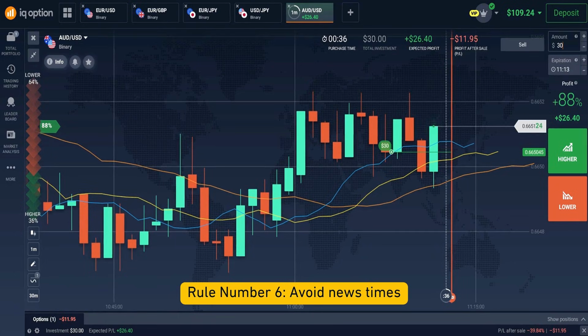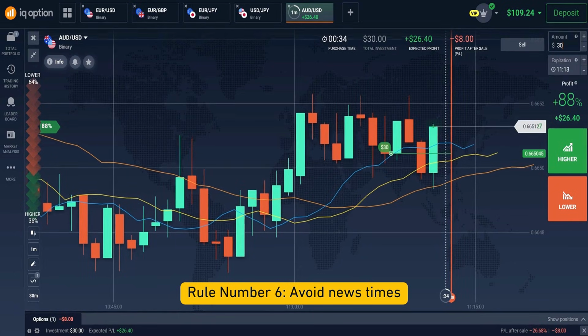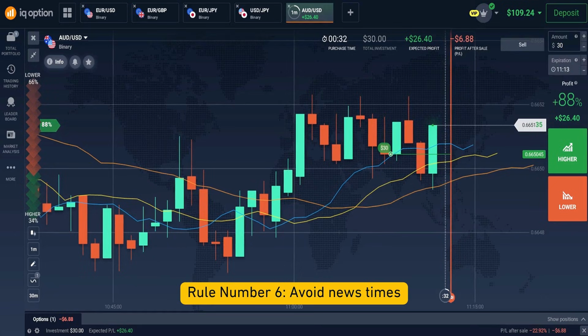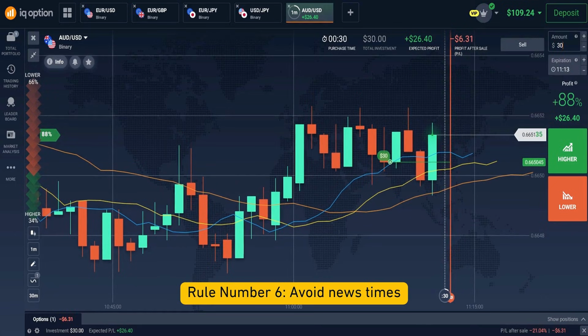Always check the economic calendar before you start trading. Mark high-impact news events and stay away during those times.